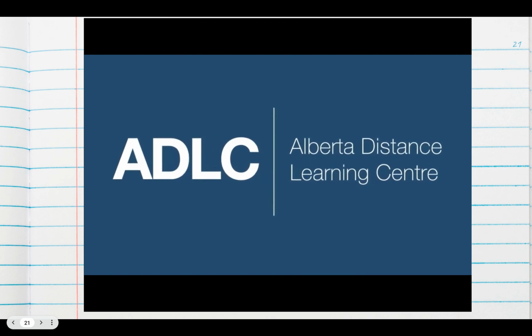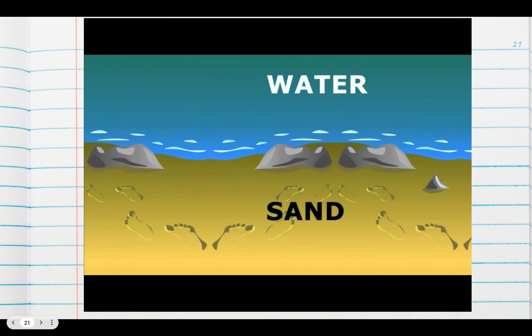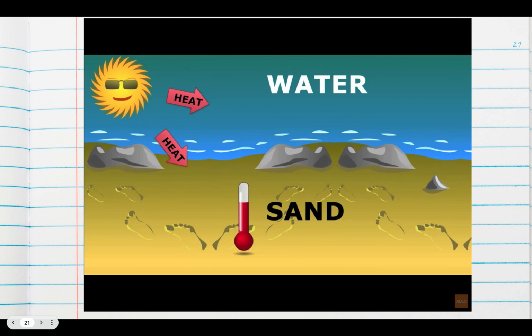Hello, and welcome to another ADLC digital lesson. Today, our lesson is on heat capacity. If you've ever been to the beach, you know that the sun can really heat things up. So much so that the sand can get too hot to walk on. But you can always cool your feet off in the nice cold water. But it gets one thinking, why is the water so much colder than the sand when they are both getting heated by the sun equally? And the answer has to do with heat capacity.